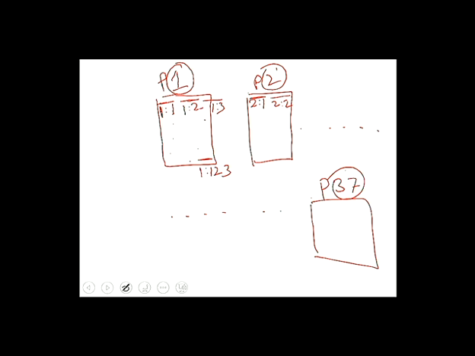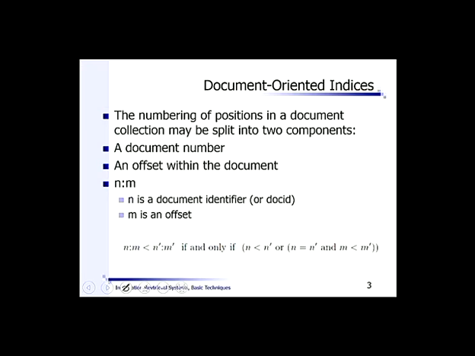Now we have seen in the previous lectures that we always need to compare which location is smaller and which is bigger. In a flat index it's very simple: every integer is smaller than the next integer. But here we have two numbers. If I go back to the previous slide, n and m are two parameters. n is the document identifier and m is the offset inside the document. (n, m) is less than (n prime, m prime) if and only if n is less than n prime. So first of all, we look at the document identifier.